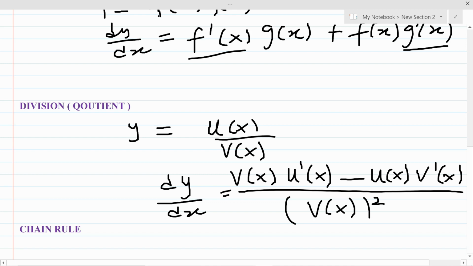Alright, so with this definition, let's say y is equal to x to the power 5 over, let's say, x plus 2.